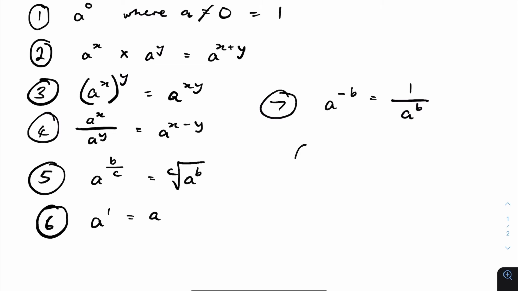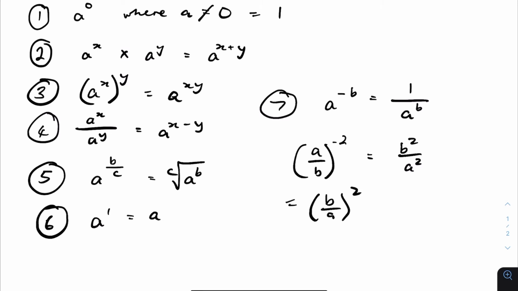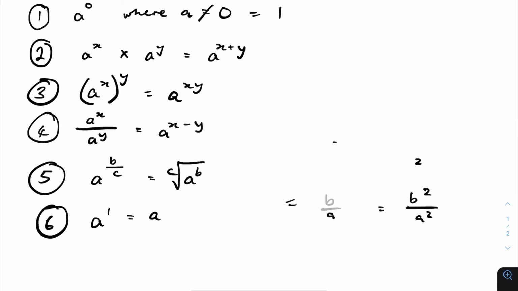So let's say you had a over b to the power of negative 2. Well, that's just equal to b squared over a squared because it's the same as b over a squared. And when you square a fraction, you square the numerator and the denominator. So it would give you b squared over a squared. So I think those are basically all the rules that you'll cover in indices.